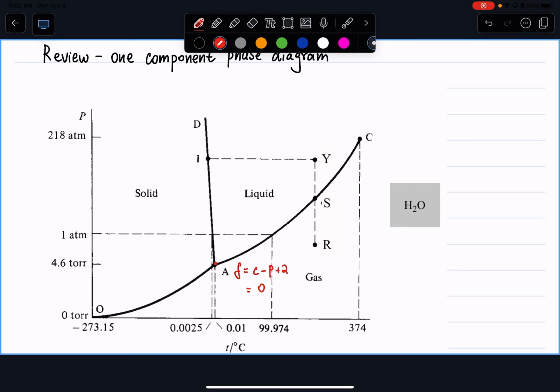For example, when we talk about water as a component, the triple point of water will always be the same, no matter where you are, no matter what the pressure or temperature is. The triple point where your liquid, solid, and gas are in equilibrium with each other will only have one number. So that's where that 0 degree of freedom comes from.